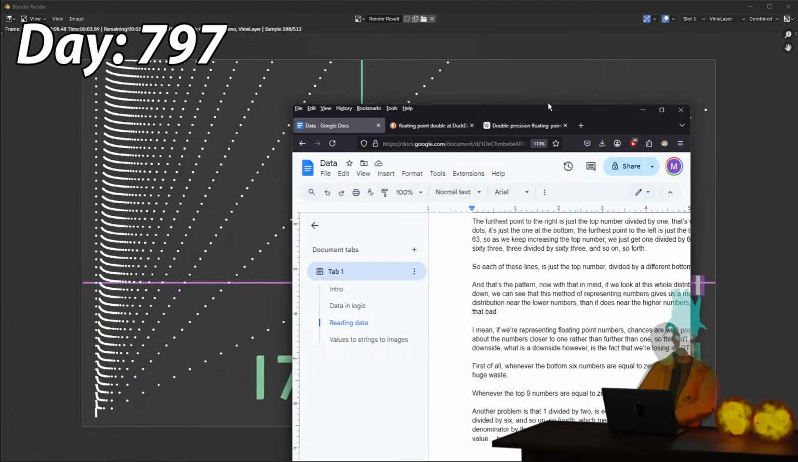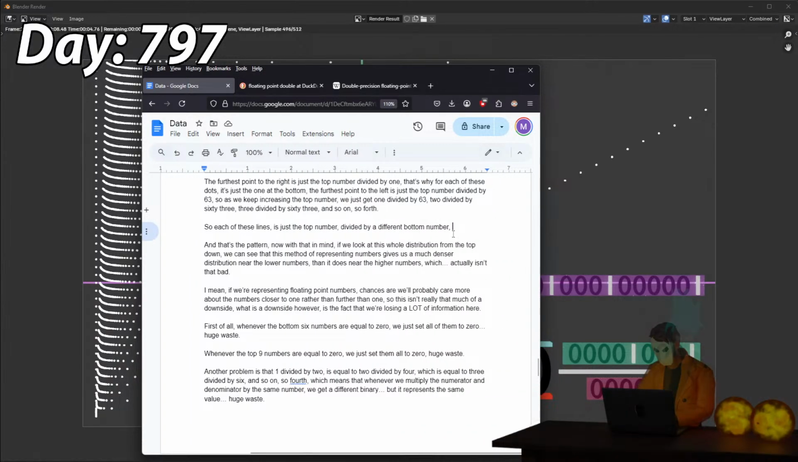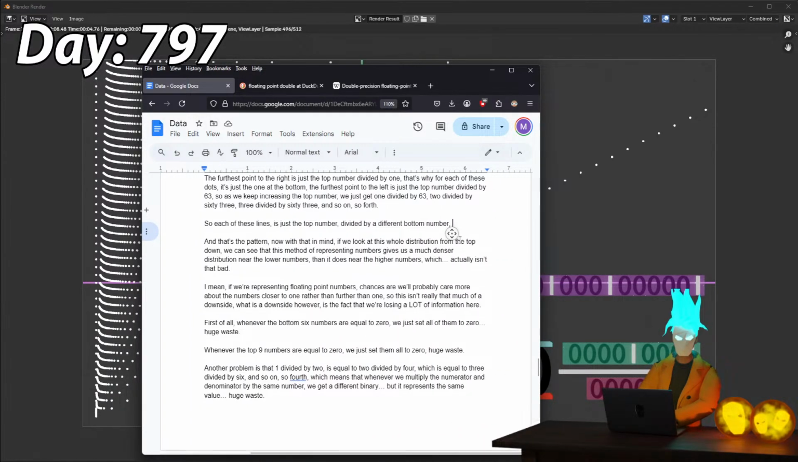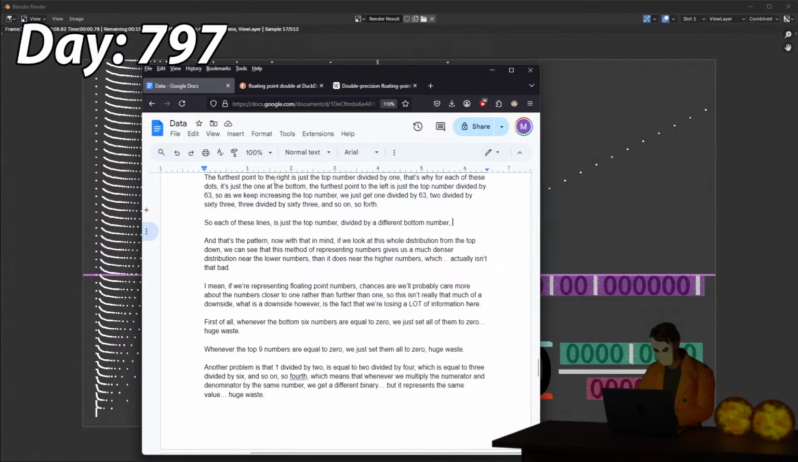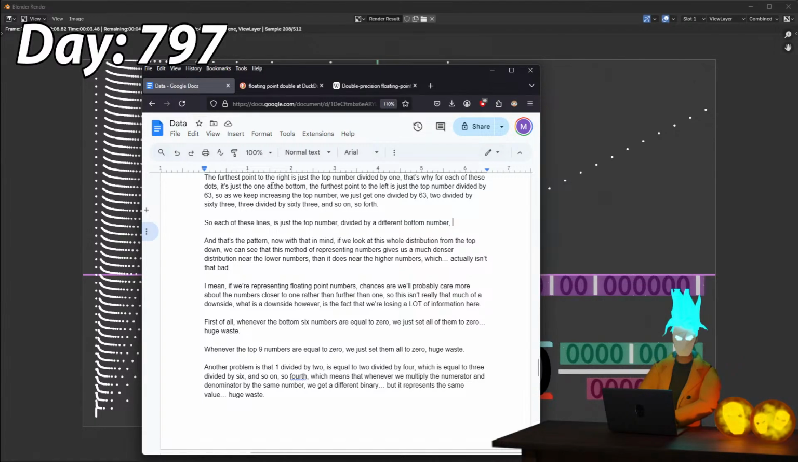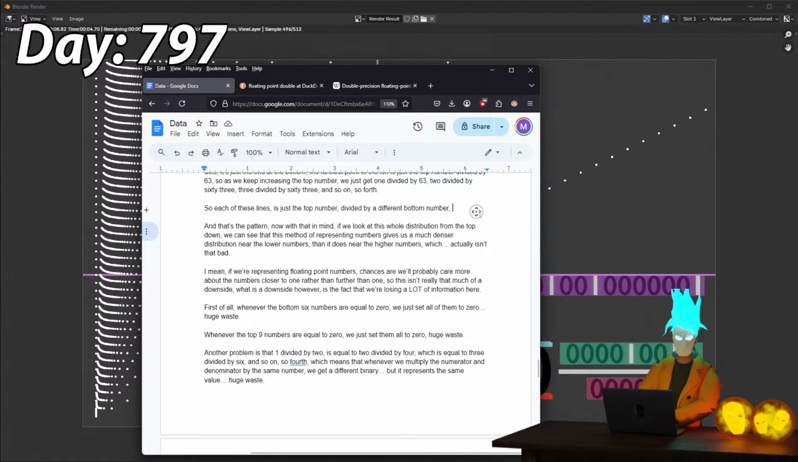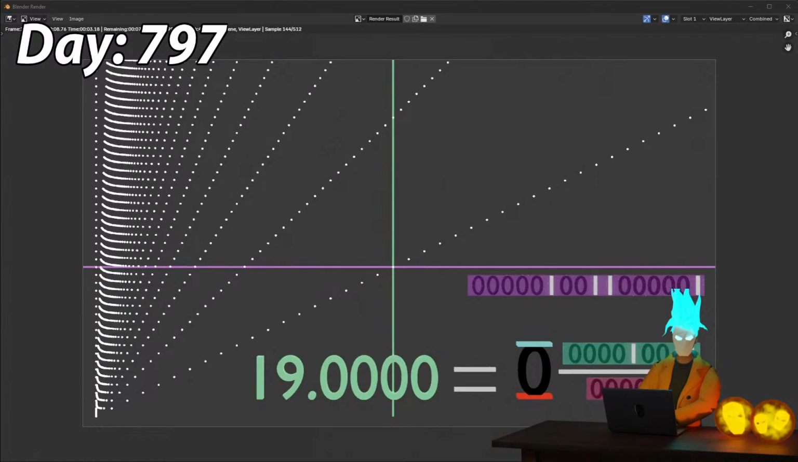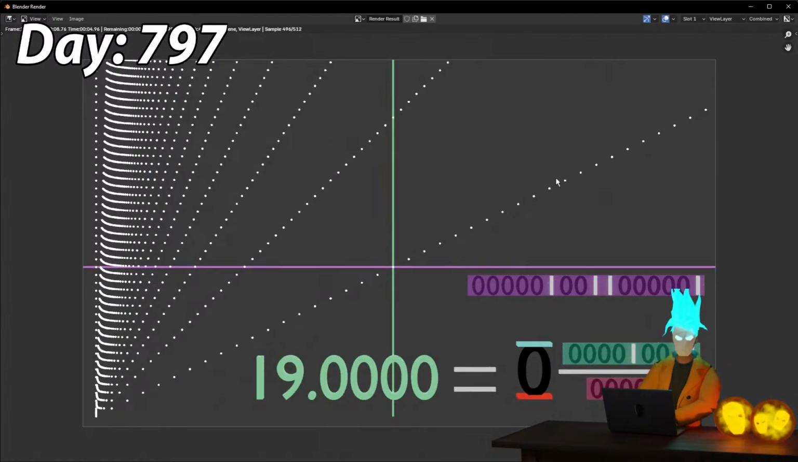Alright. Well, we've done this still. 64 each line. Top number different. Bottom. Alright, the furthest point to the left is just the top number divided by 63, which means it's going to be the exact same thing except offset to the left by 2. Yes.